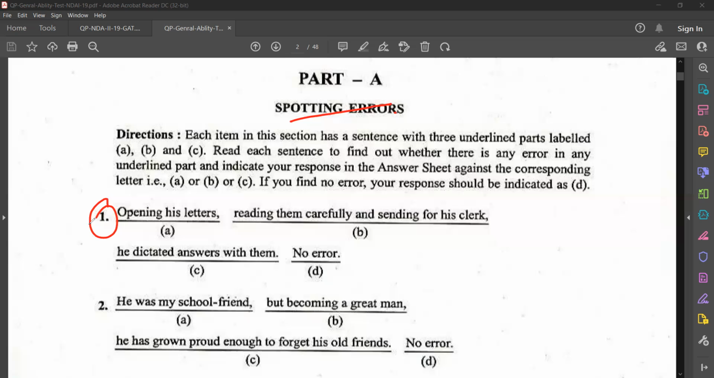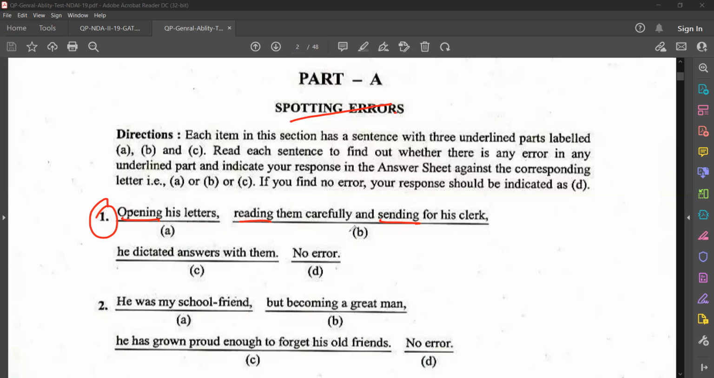Okay. So, opening his letters, reading them carefully and sending for his clerk. There is no error in this part, isn't it? Opening, reading, sending, all are in continuous tense. So continuous tense followed by continuous is not wrong, isn't it? Opening, reading, and sending. That is correct. So part A and part B do not have any error. Now see the remaining part.